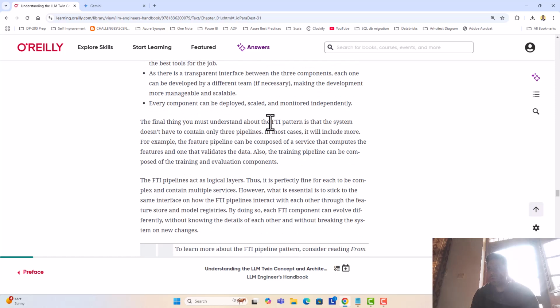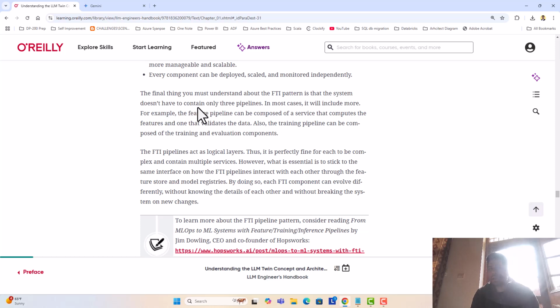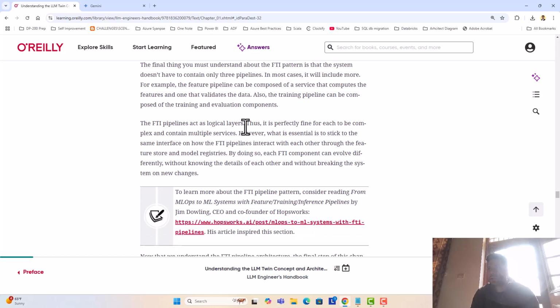The final thing you must understand about the FTI pattern is that the system doesn't have to contain only three pipelines. In most cases it will contain more. For example, a feature pipeline can be composed of a service that computes the feature and then another, so it can also be further divided into sub-pipelines. It is perfectly fine for each to be complex and contain multiple services. What is essential is to stick to the same interface on how the FTI pipelines interact with each other through the feature store. By doing so, each FTI component can evolve differently.